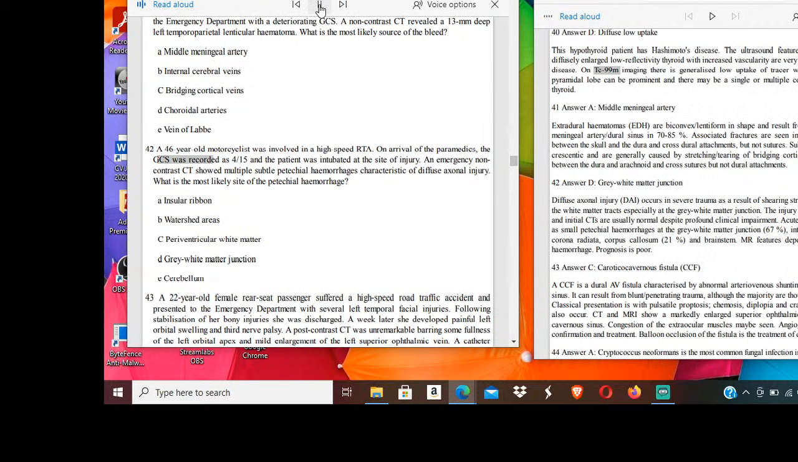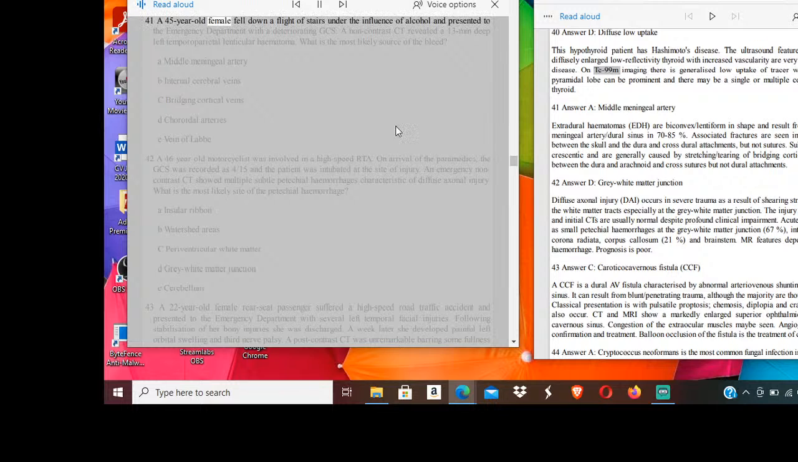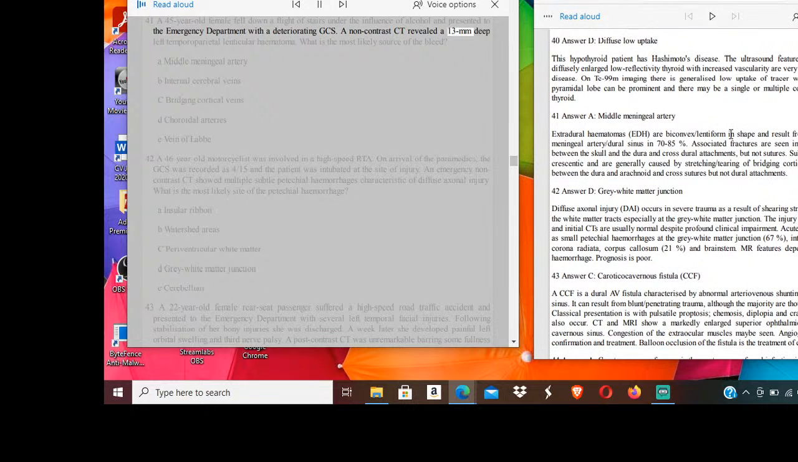41. A 45-year-old female fell down a flight of stairs under the influence of alcohol and presented to the emergency department with a deteriorating GCS. A non-contrast CT revealed a 13 mm deep left temporoparietal lenticular hematoma. What is the most likely source of the bleed? A, middle meningeal artery. B, internal cerebral veins. C, bridging cortical veins. D, choroidal arteries. E, vein of Galen.